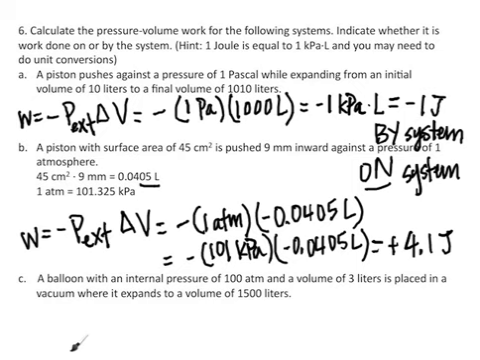Okay, and now let's look at the last question. So a balloon with an internal pressure of 1 atmosphere and a volume of 3 liters is placed in a vacuum where it expands to a volume of 1,500 liters. So here let's look at work again. So it's minus P external delta V. However, here the P external, this is in a vacuum. So in a vacuum, the external pressure is 0.